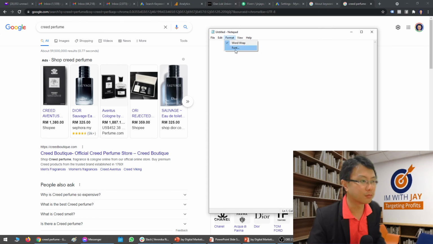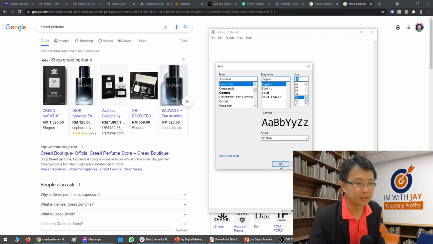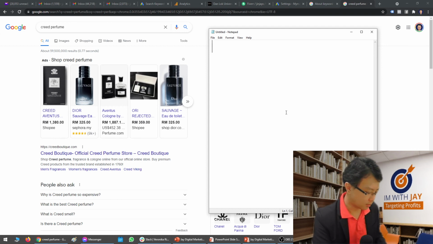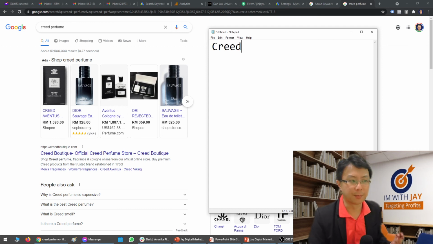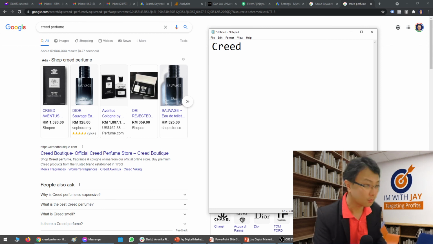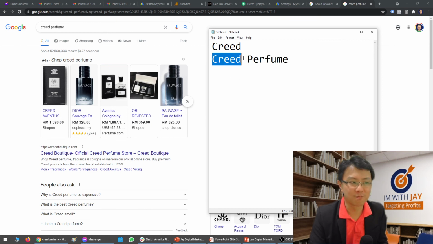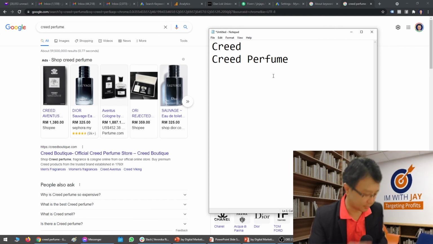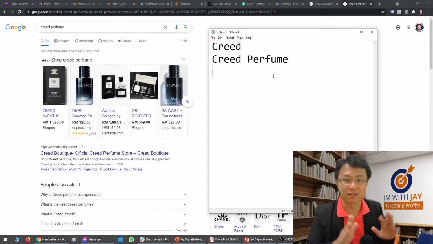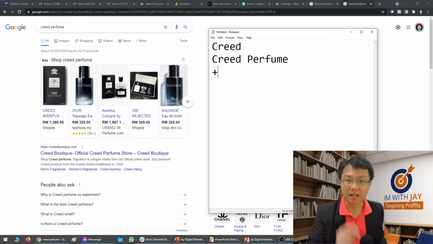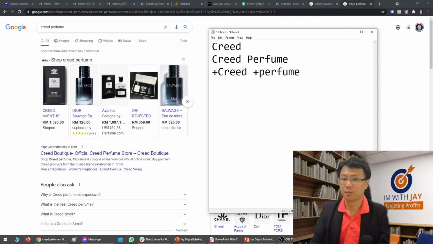In the keyword, instead of typing Creed or Creed perfume, you will still get some people who are looking for Creed music, and they will still click on your ad. To avoid that 100%, add the plus sign in front of the word Creed and add the plus sign in front of perfume.